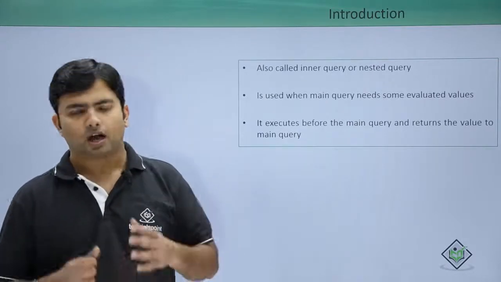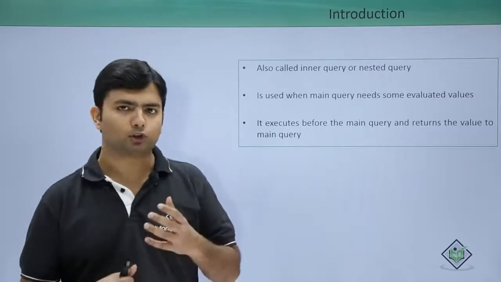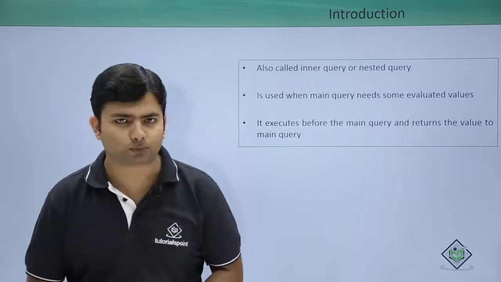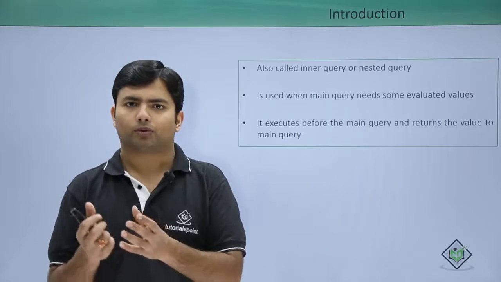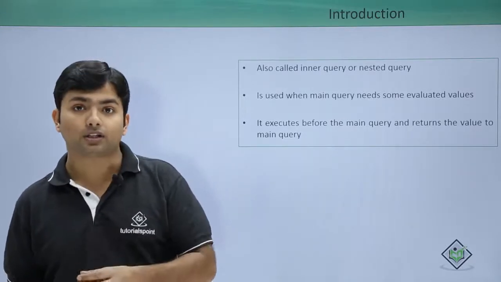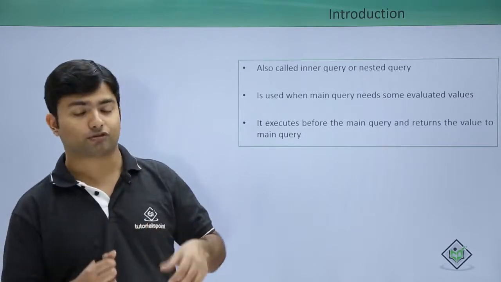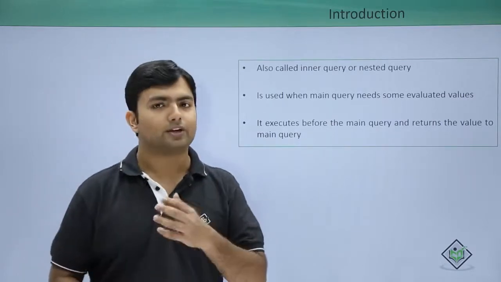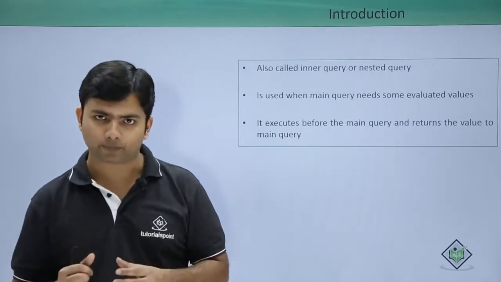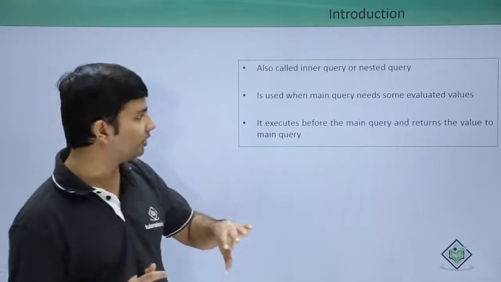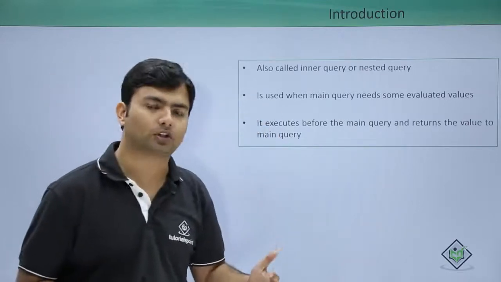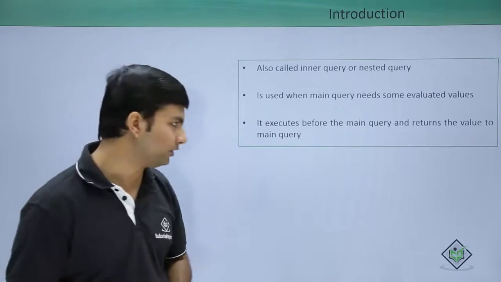For example, I want to get all those employees who are earning more than Mr. XYZ. So, first of all, I should know the salary of Mr. XYZ, only then I can compare the salary of other employees. In order to get the salary of XYZ, I will have to write a query, and that query will return the value to the main query, which will get all those employees who are earning more than XYZ.